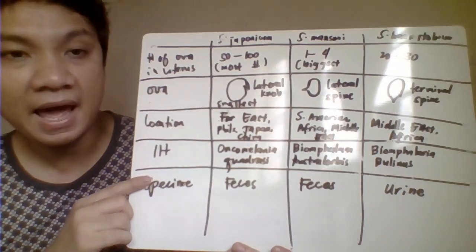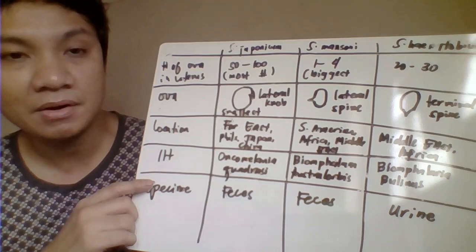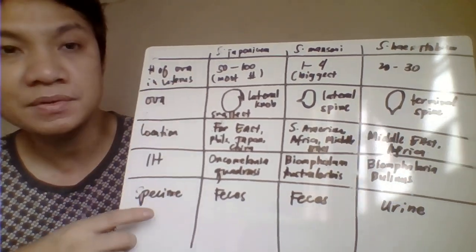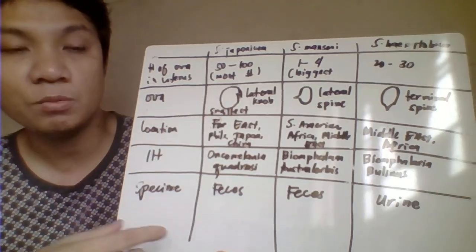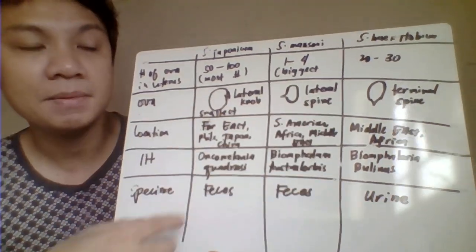Okay, for their egg, Japonicum produces 50 to 100,000 eggs per day. So that is considered the most number of eggs, but that one is considered to be the smallest egg size among the three.